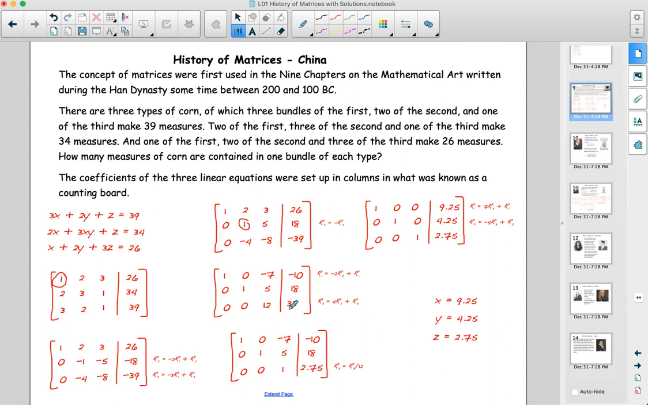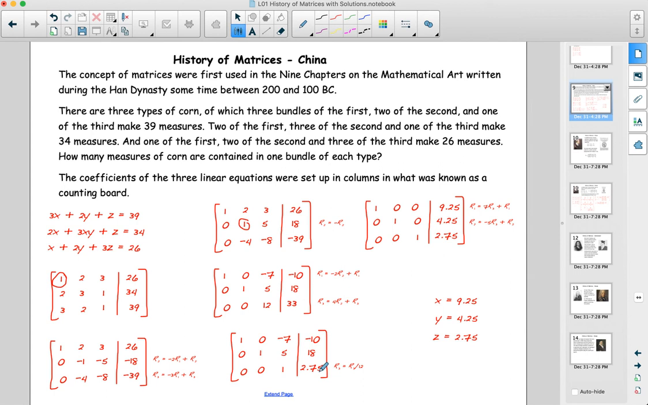But I'm going to just keep showing you how to pivot off this column and make these guys 0. So what I'm going to do now is divide by 12 because I want my pivot to be 1. So row 3 is equal to row 3 divided by 12. Divide that by 12, get 0. That by 12, get 0. That by 12, you get 1. 33 divided by 12 gives us 2.75.